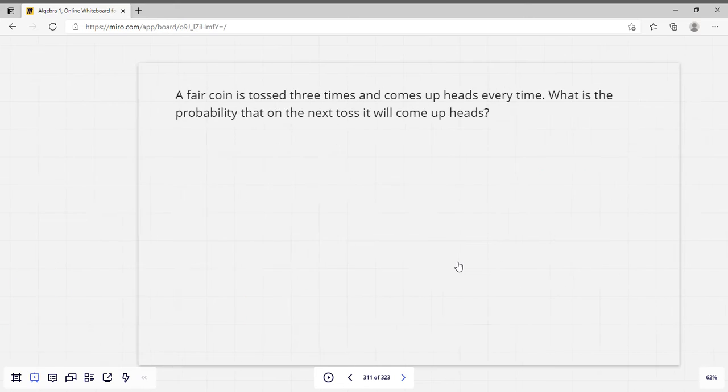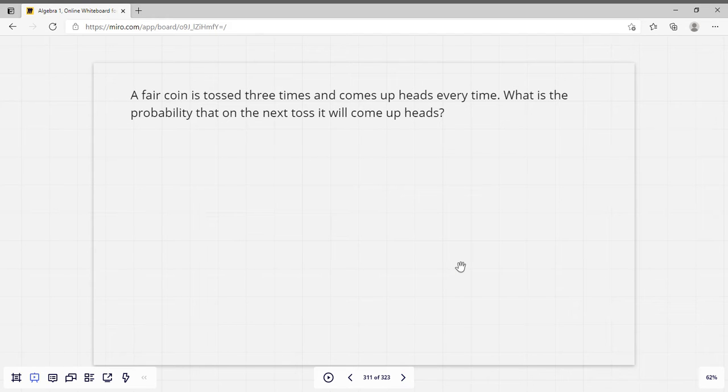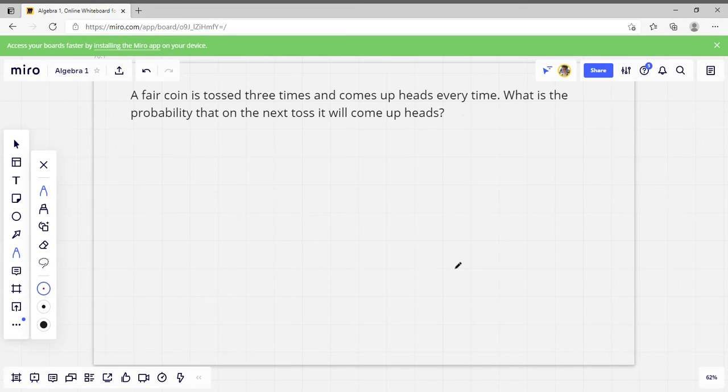Half the time. All right, a fair coin is tossed 3 times and comes up heads every time. What is the probability that the next toss will come up heads? There's an important thing for you to learn from this one. Past events have no bearing on the present event.